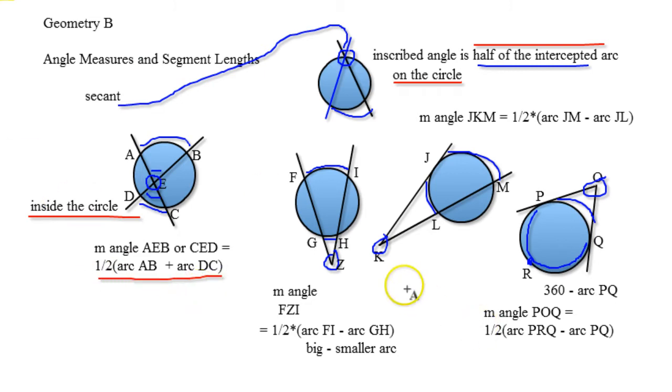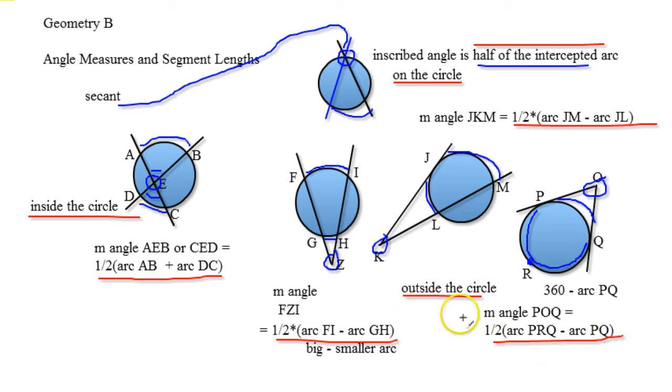And if it's outside the circle, it's going to be half of the difference of the two arcs. If you notice, that's a pretty common theme with all of them. If it's outside, half of the subtraction. If it's inside, half of the addition. And if it's on, half of just the intercepted arc. Okay? All right, let's move on to actual segment lengths.